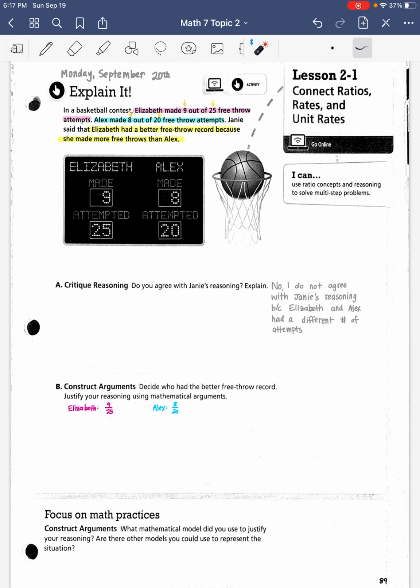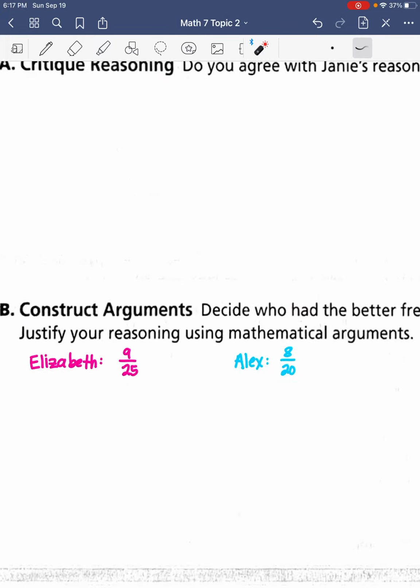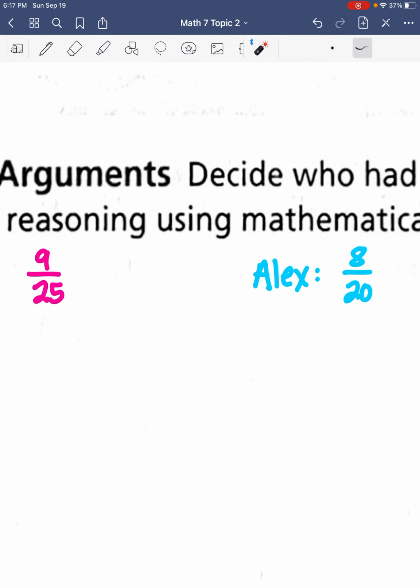And then I took the information highlighted in blue. Alex made 8 out of 20 free throw attempts. And I wrote another fraction, 8 over 20. And now I know I need to compare these fractions. So in order for me to compare these fractions and figure out which one's bigger, I need my denominators to be the same. So through multiplication, I need to get both 25 and 20 to be the same number.